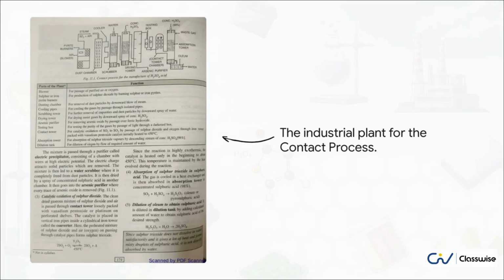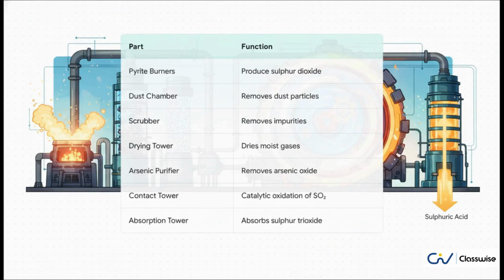All right, so this here is a map of the whole operation. I know, it looks a little intimidating, but don't worry, we're going to walk through it. Just think of it like a journey, where our main ingredient, sulfur, goes through a bunch of different stations to get transformed. Okay, let's follow the journey. It all starts in the pyrite burners, where we generate our sulfur dioxide.